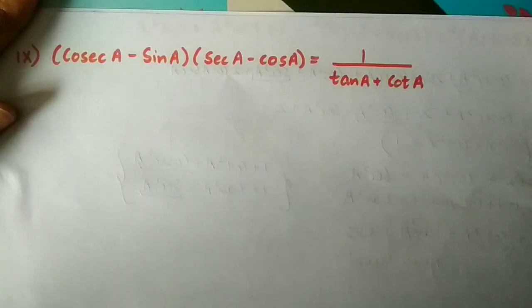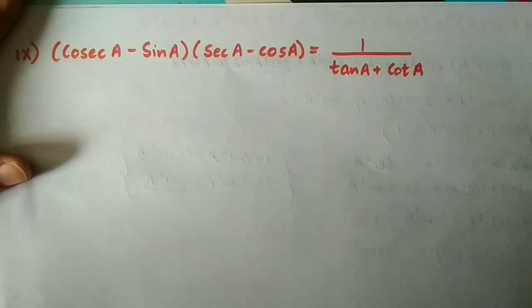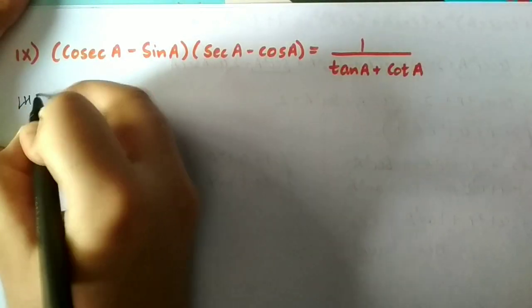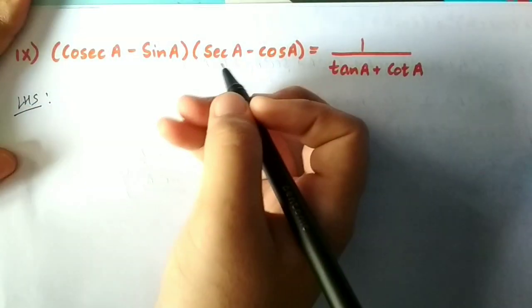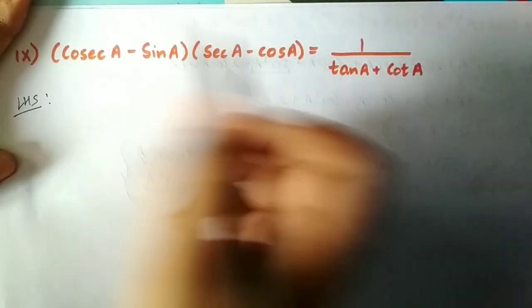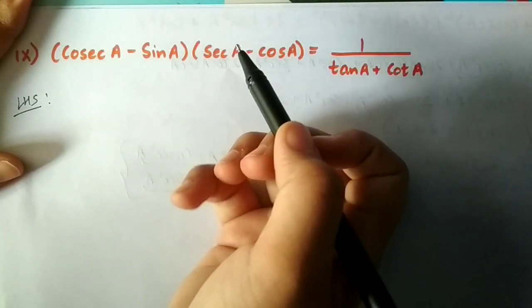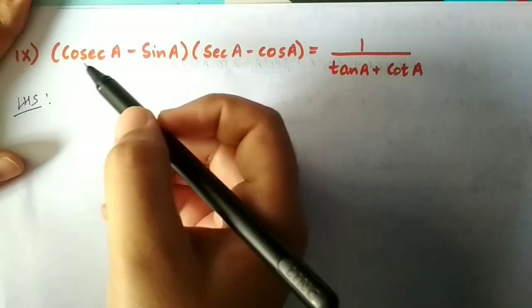Now see the ninth part. In ninth part you have to prove (cosecant A minus sin A) into (secant A minus cos A) is equal to 1 upon tan A plus cot A. So take left hand side. Now you can't solve the brackets further, okay, and cosecant, sin, secant, cos are single terms, they are not in square, so you can't do anything else, you have to convert it into simplest form.